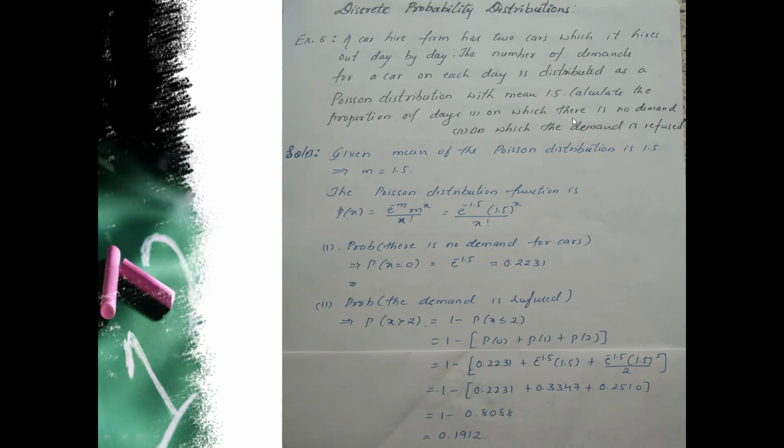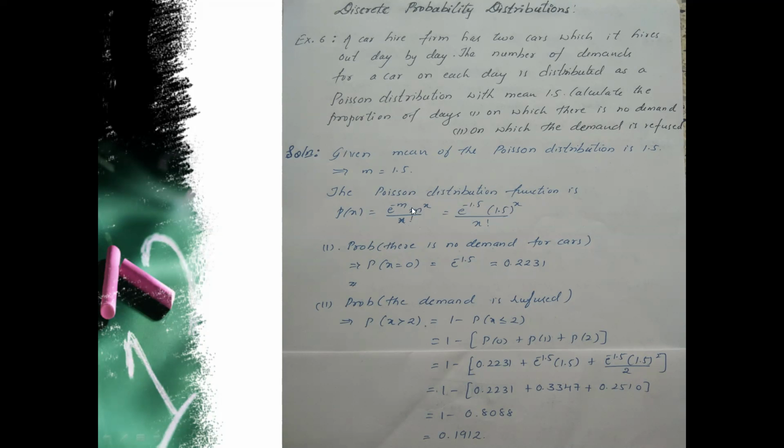So already given that it is a Poisson distribution function and the mean of the Poisson distribution is 1.5. That means mean of a Poisson distribution is m, we know it. So m is equal to 1.5. We'll write the Poisson distribution function, therefore p of x is e power minus m, m power x divided by x factorial. M is 1.5, so e power minus 1.5, 1.5 raised to x divided by x factorial.